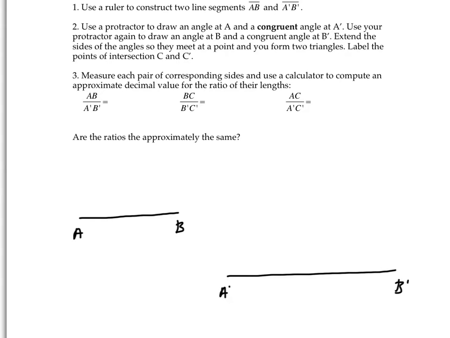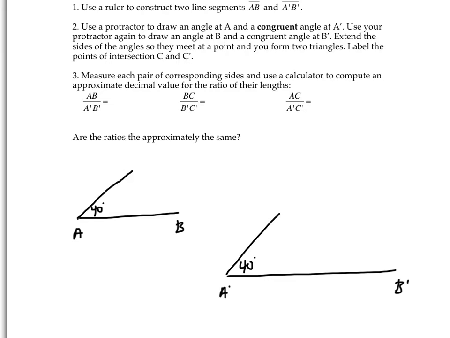Okay, next you're going to take your protractor and create an angle here at point A. And I'm going to create an angle that's about 40 degrees. So if I had my protractor, I would measure it, mark it off as 40 degrees. And then you're going to do the same thing down here at A prime. Now, don't worry about the segments that you drew, just worry about getting the angles to be congruent.